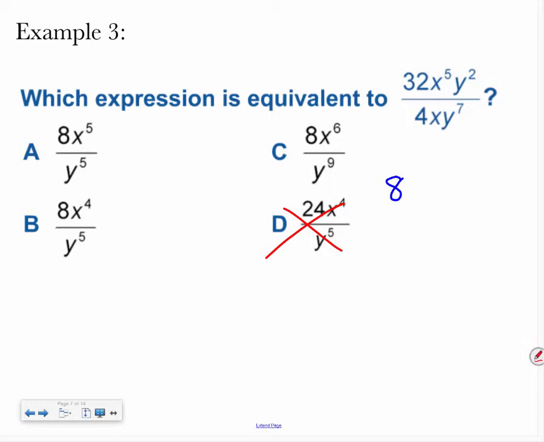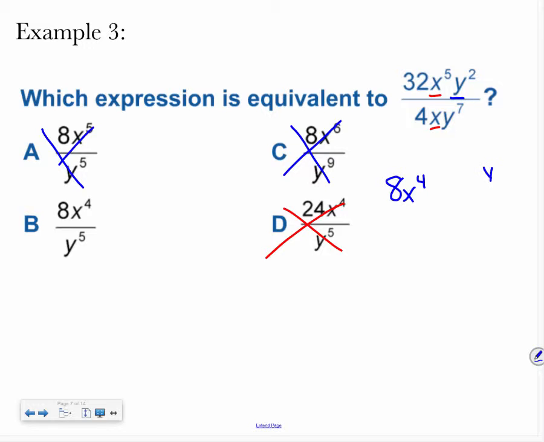And then I look at my x's. I have an x to the 5th over an x. And I know that when you're dividing powers, you subtract them. So I have an x to the 5th over x to the 1st, and that ends up being x to the 4th on top, because it's where my bigger number is. So I have 8x to the 4th. I can look and I see that letter C has an x to the 6th, so I can get rid of that. And letter A has an x to the 5th, so I can get rid of that. So I'm left with only one answer left, but let's just make sure that it's the right one.